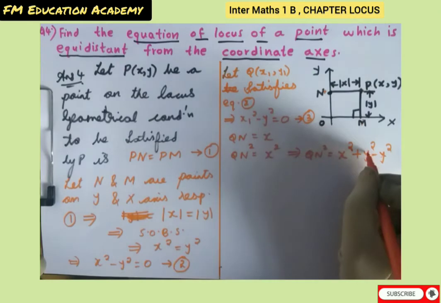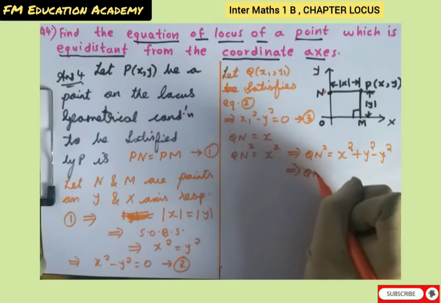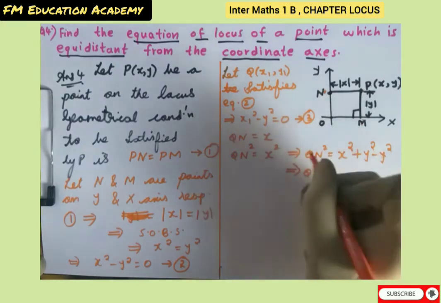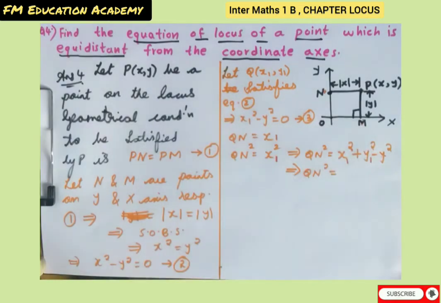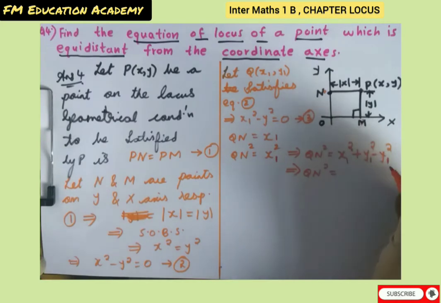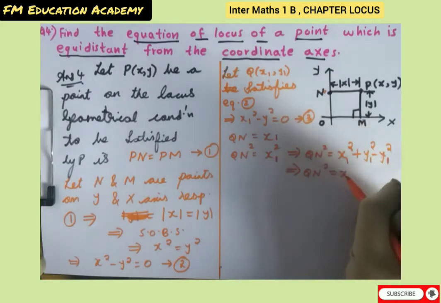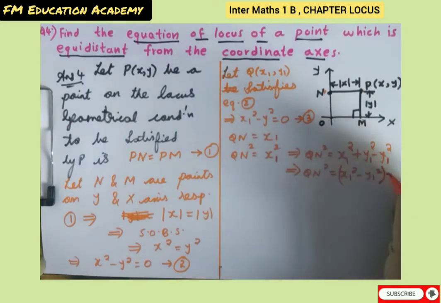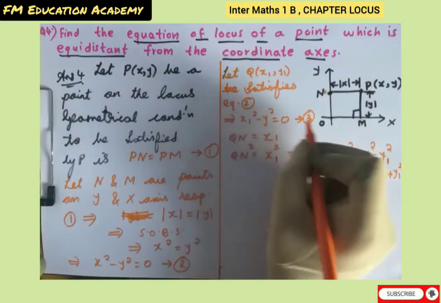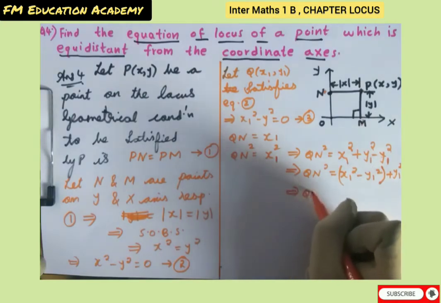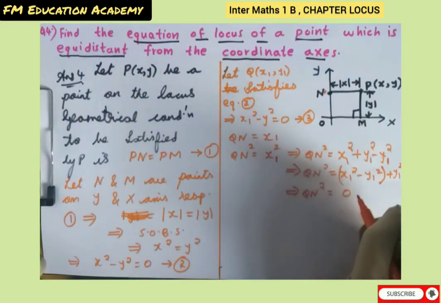So we are adding y square and we are subtracting y square. Now QN square is equal to x1 square, because Q is x1 y1. Now we write x1 square minus y1 square in one bracket, and plus y1 square separately. We know x1 square minus y1 square is 0 from equation 3. So we can write x1 square minus y1 square is 0 plus y1 square. 0 plus y1 square is y1 square.